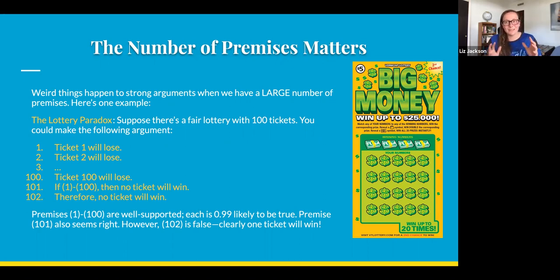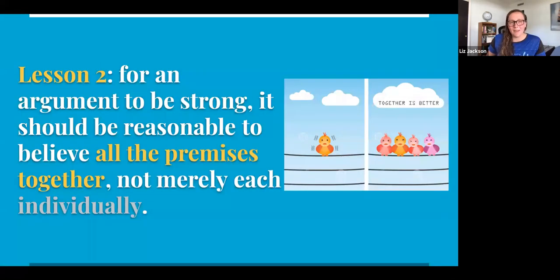This illustrates the way that when we start to have like 100 premises, weird things happen. The lesson from this is that for an argument to be strong, it should be reasonable to believe all the premises together, not just each premise individually. So you want to look at all the premises as a whole and ask, are all these together reasonable to believe, not just each premise individually. That can help us get out of paradoxes like the lottery paradox. This isn't going to come up a lot. It will mainly come up when you have an argument with tons and tons of premises, but it is good to keep in mind.